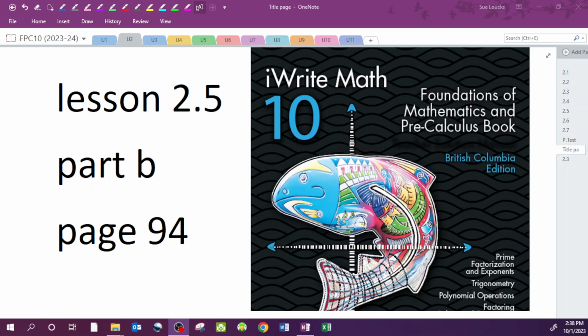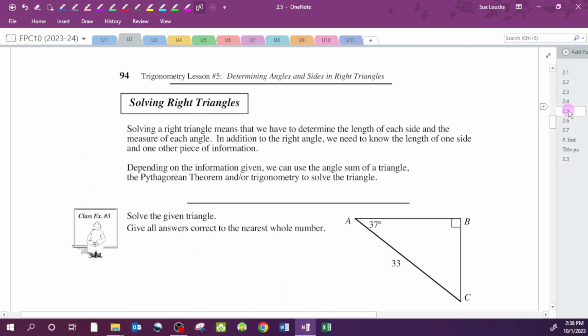This is the second part of lesson 2.5. We're starting on page 94 and we're going to solve right triangles. So solving a right triangle means finding the length of each side and the measure of each angle.